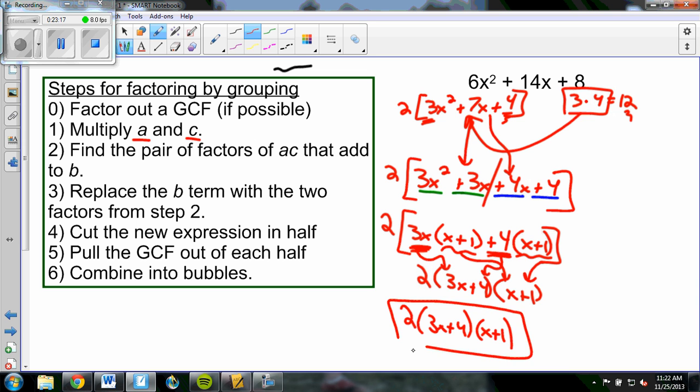Again, that is not the fastest way to factor. In fact, that problem is not hard to do by guess and check or by any of your other methods you might have learned in the past. But this grouping method works every single time, and that's what's nice about it. If something can't be factored, you would see that at this step here. If there weren't two numbers that could multiply to AC and add to B, then it couldn't be done. Is there a question about that at all?